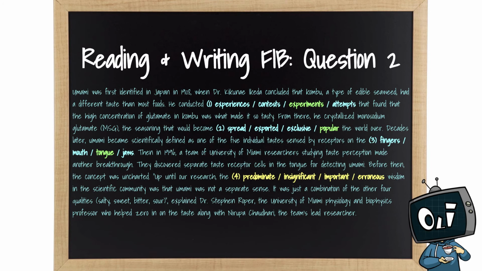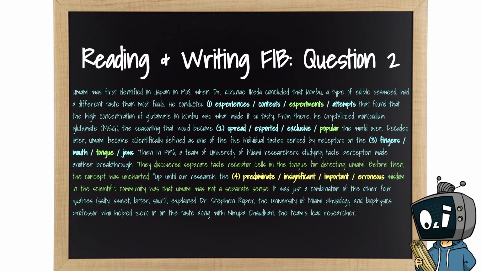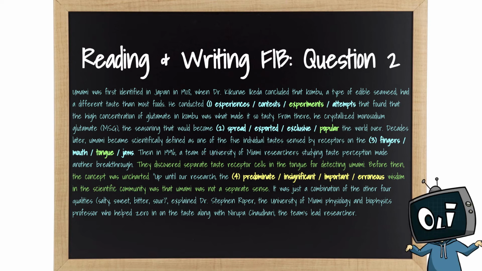Let's go through the last blank. After reading the text, we know that some research was done and came up with groundbreaking results. And then the quote talks about how the wisdom saw the flavor before that research changed people's mind. Right away, we can drop the words insignificant and erroneous. Insignificant means not important, so that doesn't fit the context, nor does erroneous, which means incorrect. You might have a different take on erroneous and consider it to be right.